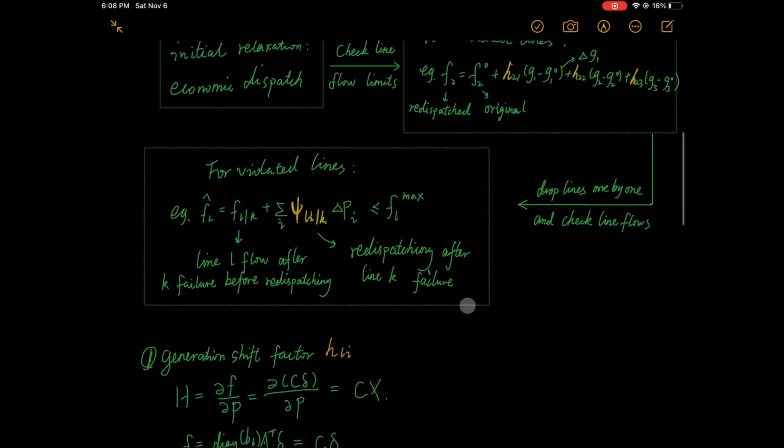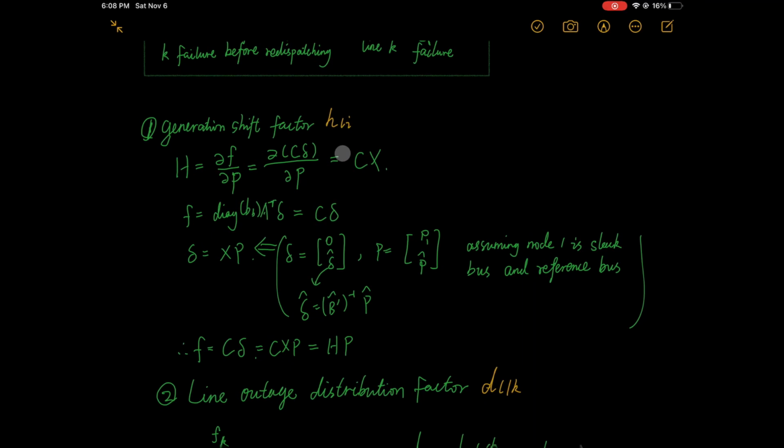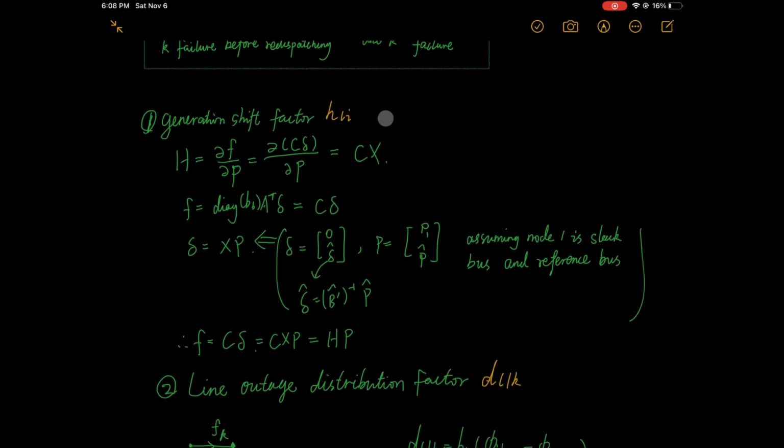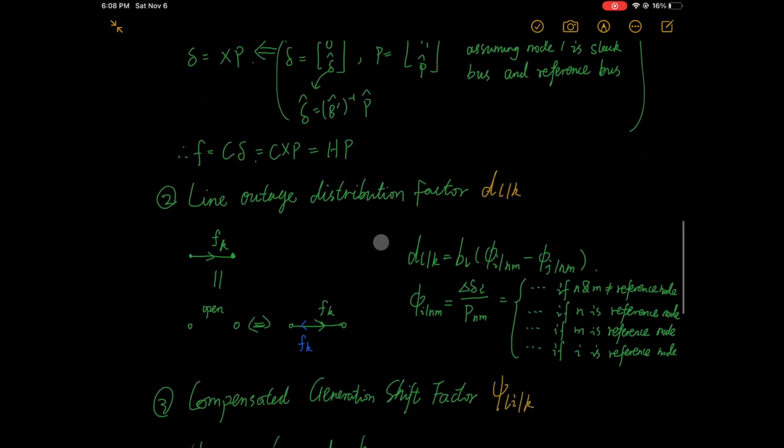We use three factors. First, generator shift factor. It shows if power at node I changes, how much power flow in line L will change. Therefore, in matrix form, it can be calculated from this formulation. Remember, in DC power flow, there are those relationships between line flows and node power injections, and between node power injections and angles. The line outage distribution factor shows if line K is dropped, then how much that would affect power flow in line L.